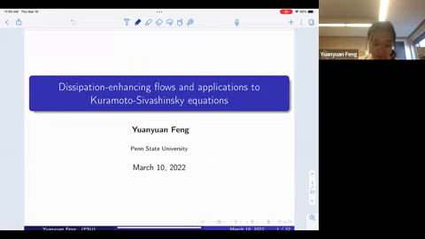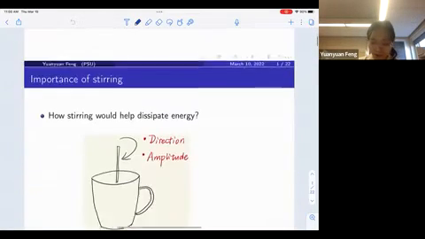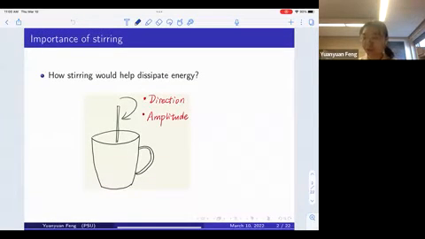So today I will first introduce the dissipation enhancing flows, and then talk about the applications, mainly the applications to the Kuramoto Sivashinsky equation. So we know in incompressible fluids, stirring induces mixing by filamentation and facilitates the formation of small scales. And diffusion, on the other hand, effectively damps the small scales. So an important part of my study is to find how stirring would help dissipate the energy.